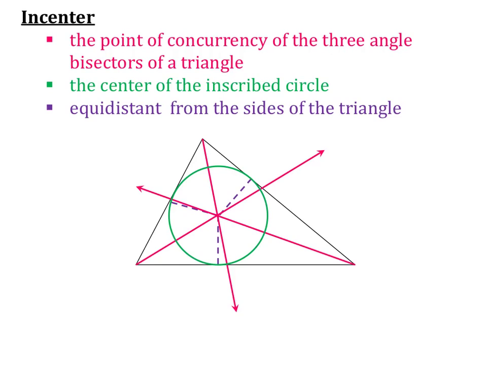The incenter is the center of the inscribed circle. So what that means is it's a circle that is inside the triangle so that it touches each of the sides at exactly one place. Also, the incenter is equidistant, so it's the same distance from the sides of the triangle to the incenter. So the three dotted purple lines are all the same length.